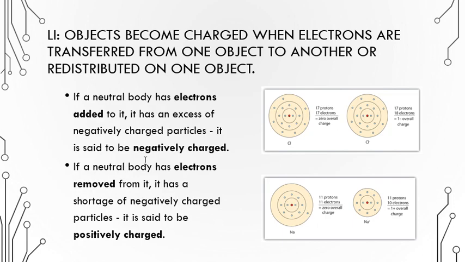So if we add electrons to an object, a neutral body, then it's going to have more electrons. So it's going to actually have an excess of negatively charged particles, which means it will have a negative charge.